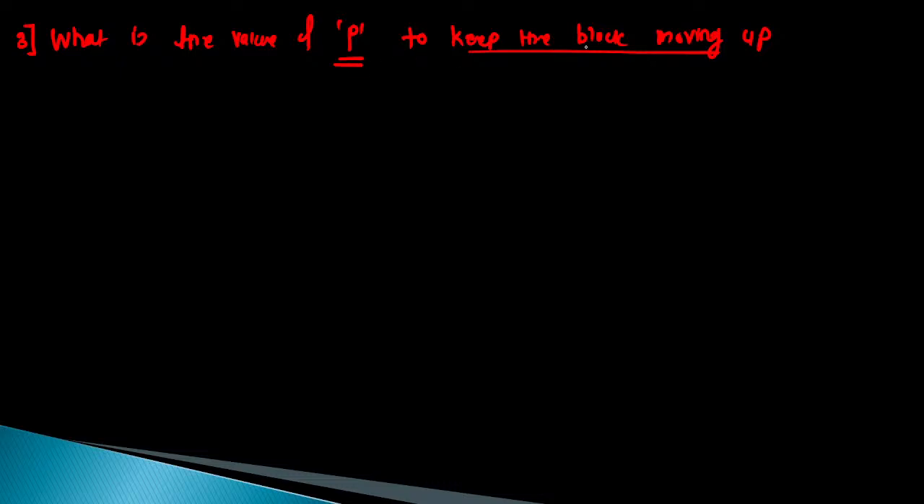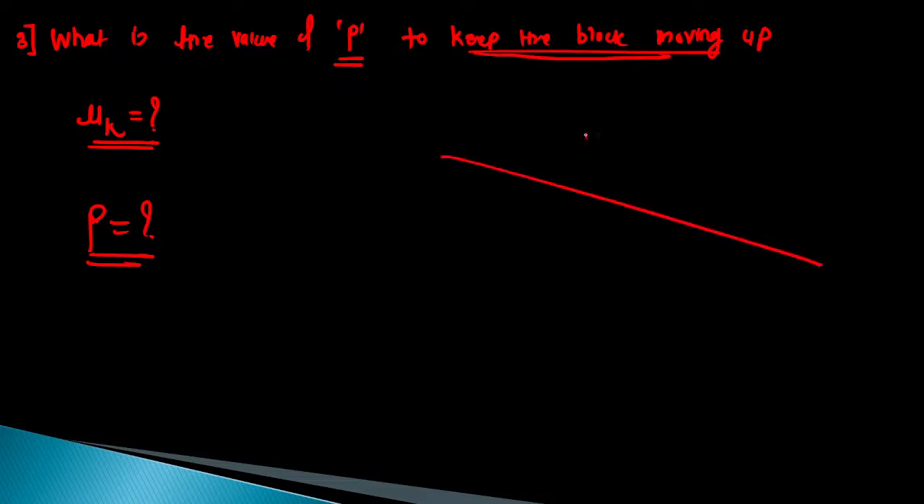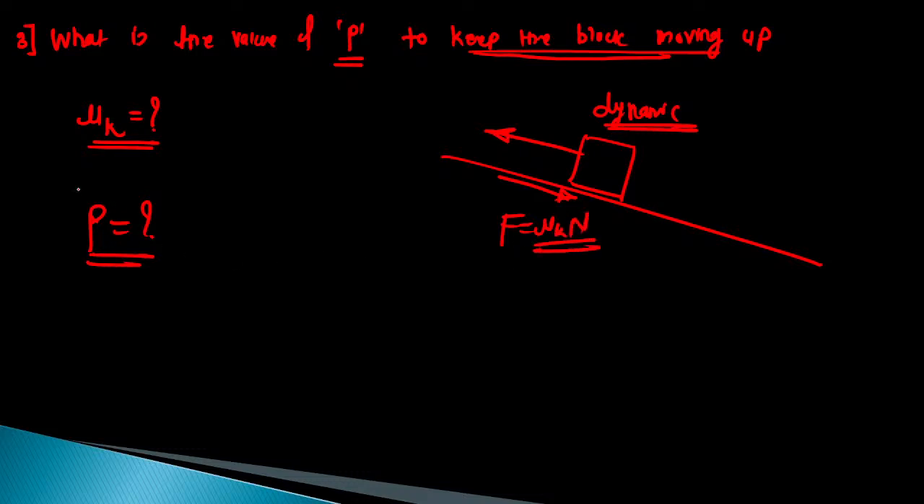So, for this we have to use the coefficient of kinetic friction. Try to solve this condition as homework and find out the P value, so that the block will be in complete motion in the upward direction. So, this is the dynamic condition. For the dynamic condition, the F value is equal to mu k into normal reaction, and then find out the P value. Okay, so, we will stop here.